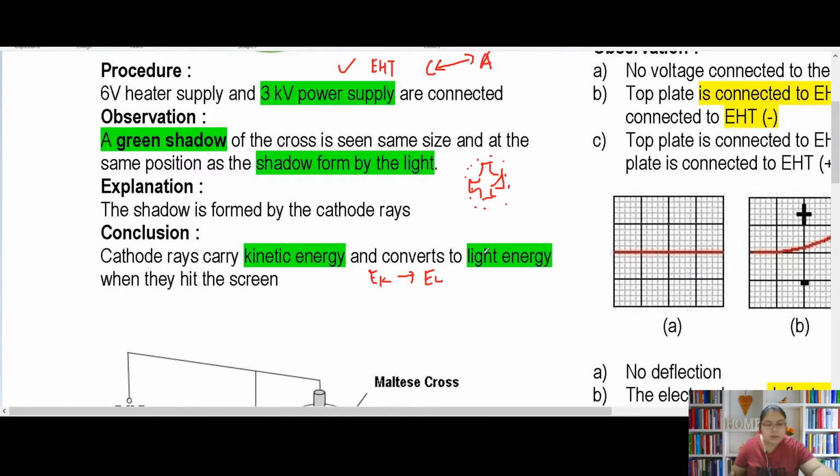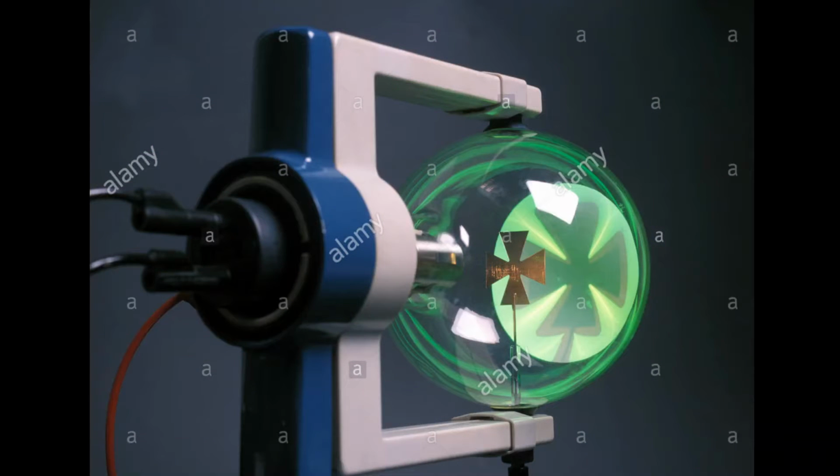So from here I will show the diagram of how the cathode ray is produced. Okay, let's see here. So this is a cathode ray tube. Can you see the center is a Maltese cross? So when I switch on the light, that means the cathode ray passes through the whole tube and will produce a green color light. So this green color light is represented by the cathode ray.